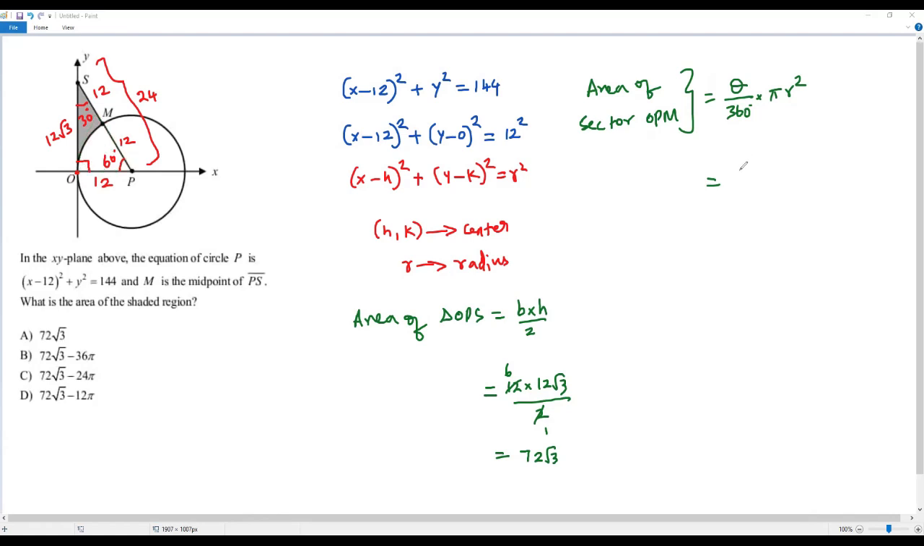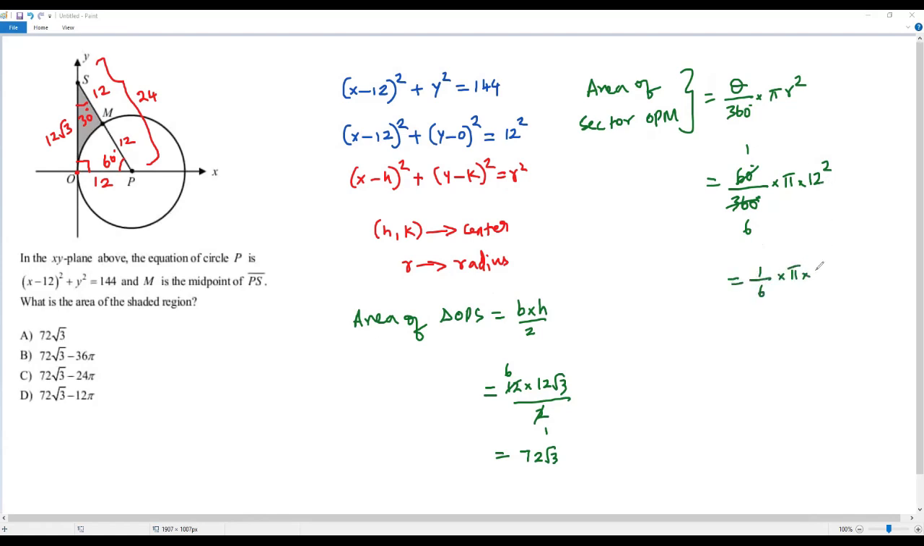We can plug in 60 degrees for this theta divided by 360 degrees times pi times the value of r is 12. That is the radius of the circle. Already we know that the radius of the circle is 12. We can plug in 12 for this r over here. Then we get 12 square. Okay, here 60 goes into 60 one times and 60 goes into 360 6 times. Then we get 1 over 6 times pi times.